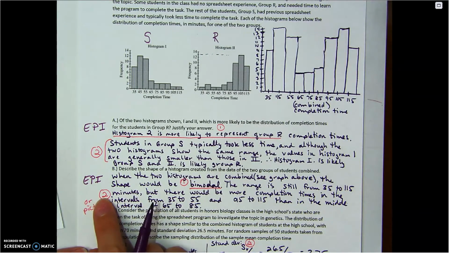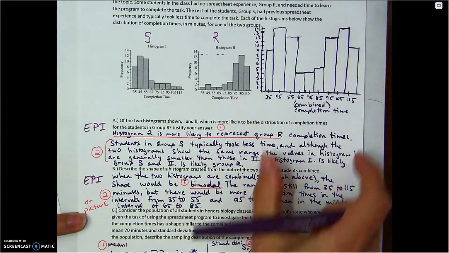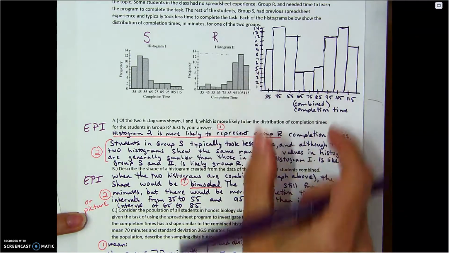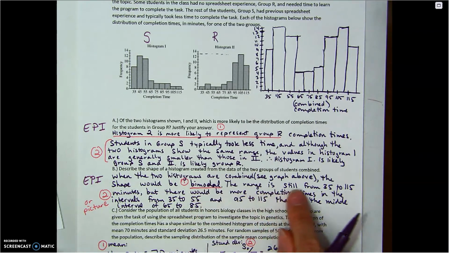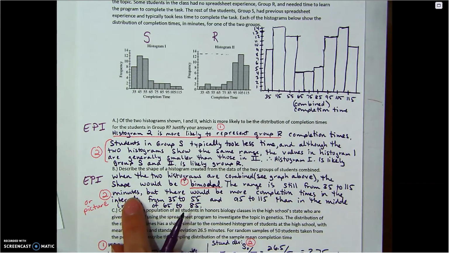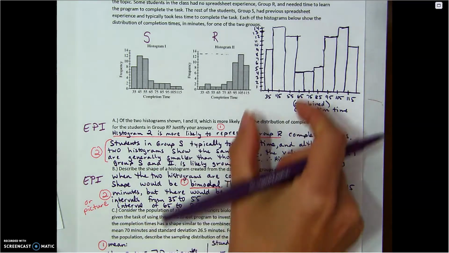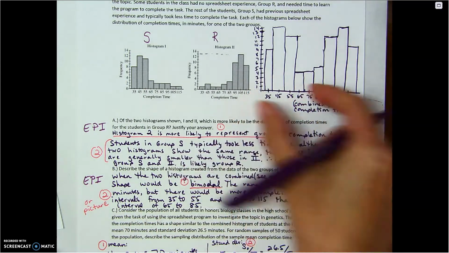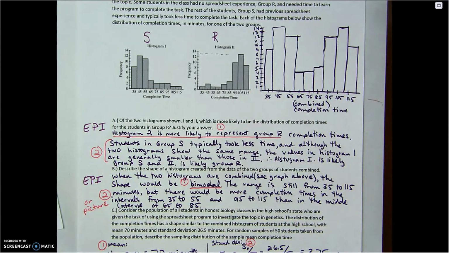To get the second point, you either had to have the picture like I have up here or a nice sentence. All right, so if you didn't do the graph picture, then you had to have a sentence to back up your statement about bimodal. The range is still from 35 to 115 minutes, but there would be more completion times in the intervals from 35 to 55 right here and 95 to 115 than in the middle, 65 to 85.